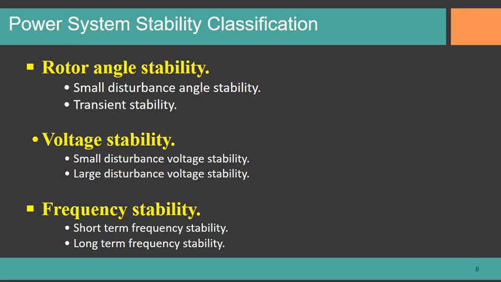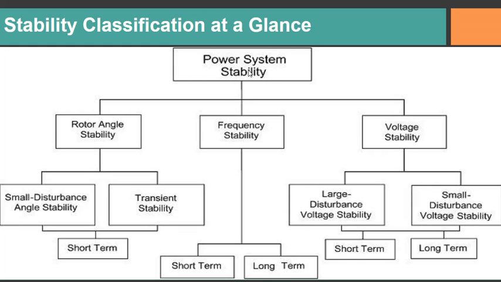So the first classification is like this: power system stability. In this again, rotor angle stability, frequency stability, voltage stability. In rotor angle stability, small disturbance angle stability and large disturbance stability. Large disturbance stability is also called transient stability, followed by short term stability. And frequency stability is classified as short term and long term.